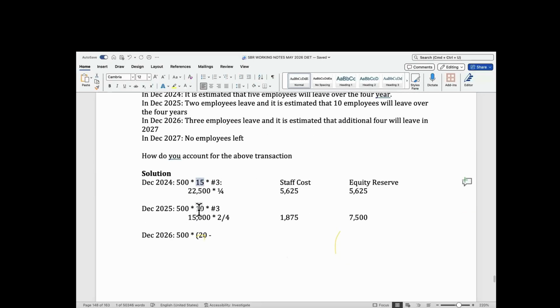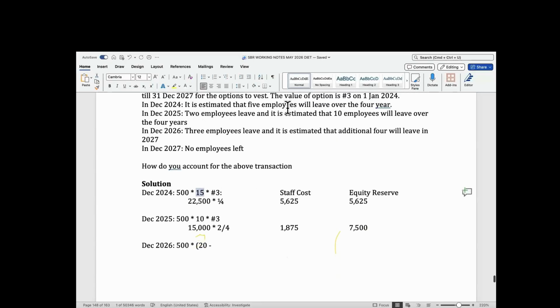But in 2025, everything changed because 2 people left. Then I estimated that, okay, it's 10 people that will remain over the 4 years. That means I only provided for just 10 remaining. There is only 10 that will remain. It's okay, it's changing, no problem.